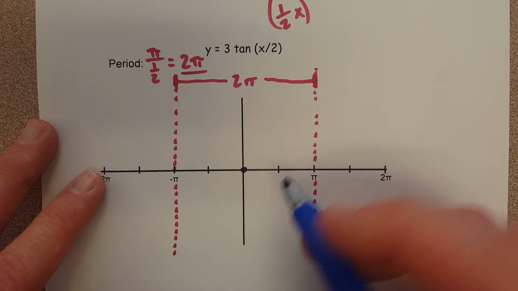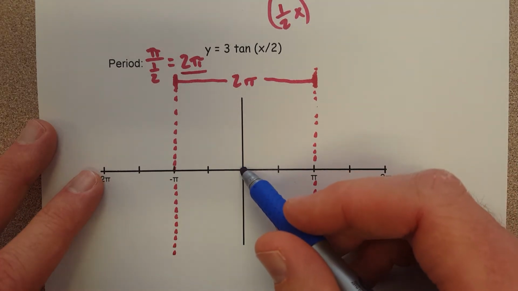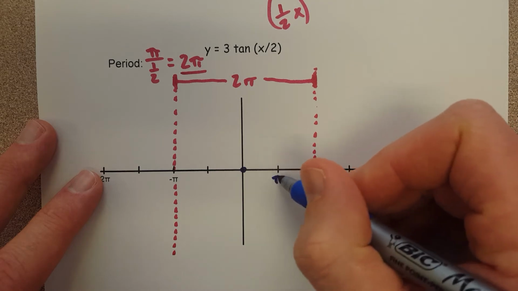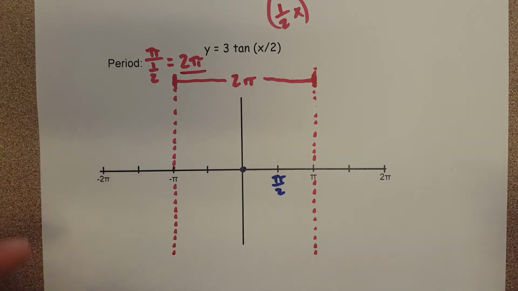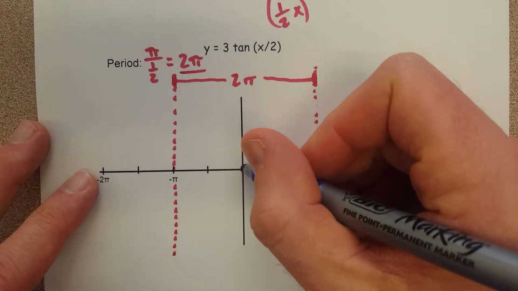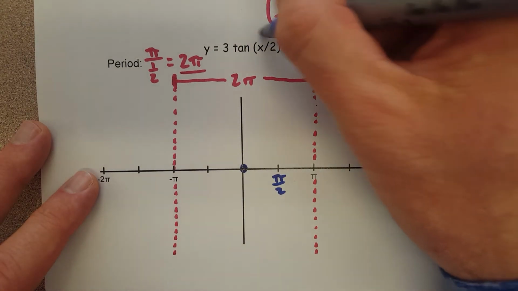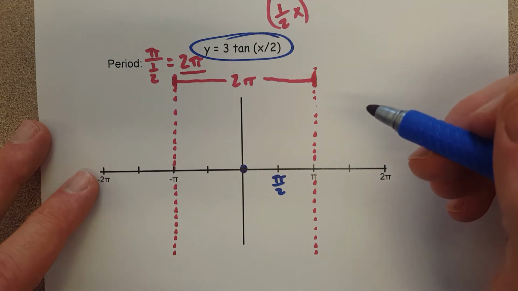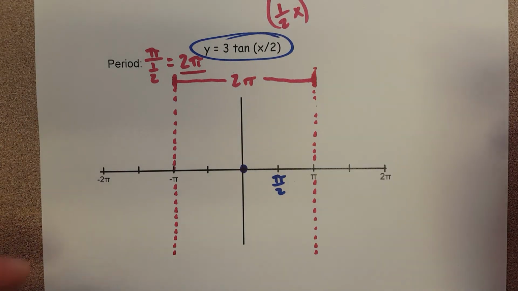Then what I'm going to do is choose a point that's halfway between the center and the side, which is right here. Now this happens to be pi over 2 in this instance. I need to plug in pi over 2 to my function up here and see what comes out as the y value here.